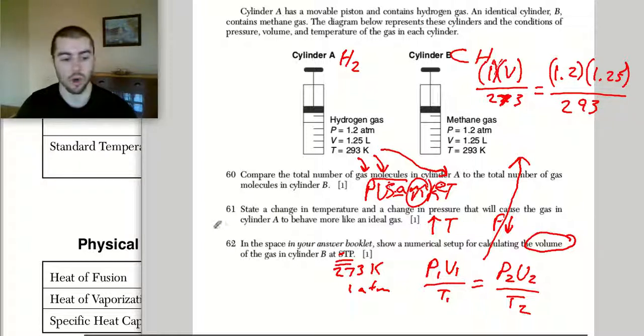This is all we have to do for question 62, just show a numerical setup for solving for the volume. If we were to actually solve this, the easiest way would be to cross multiply and then solve for the volume, but we're not even going to do that because in this question you just have to show the setup. All you would have to do for the setup here is just plug into the combined gas law with the numbers in the question.